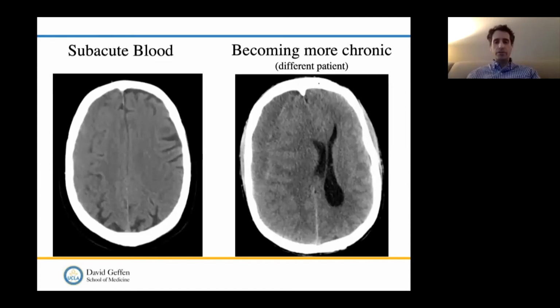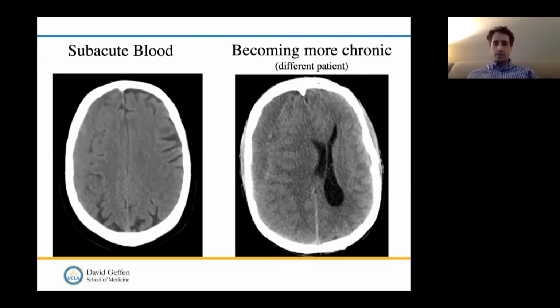Moving on to older blood. So on the left side of the screen, we see a subacute subdural hematoma on the right side of the patient's head. The blood here is seen as isodense. If you didn't look carefully, you might even miss it because it looks about the same as the brain tissue itself, but it's something to pay attention to.